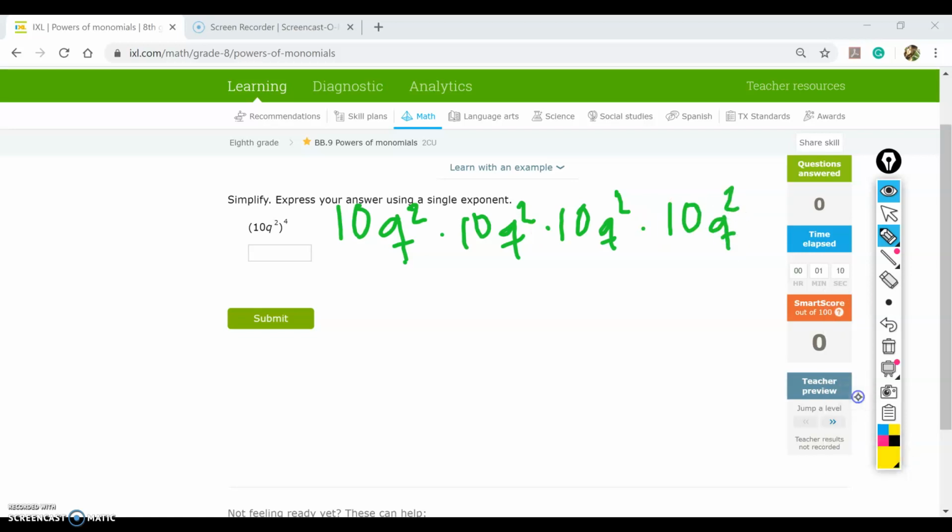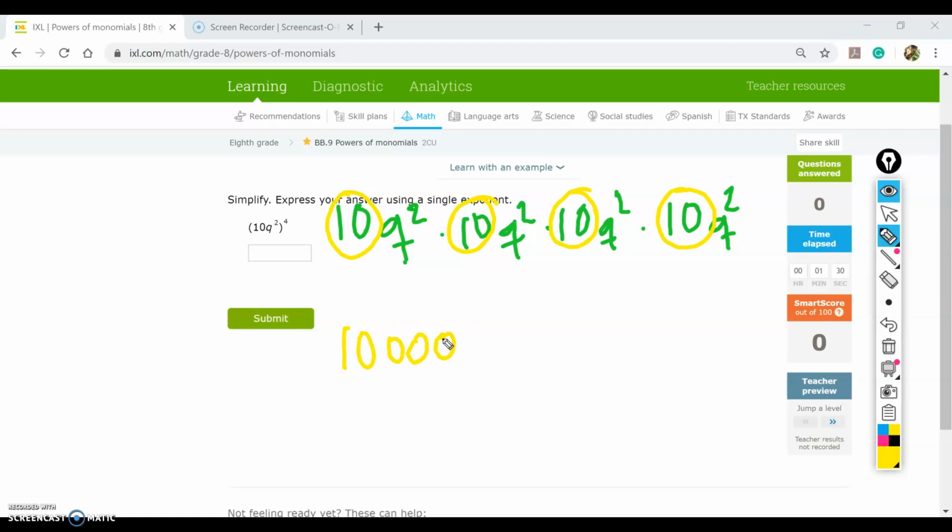Now I will multiply the tens. So I would do 10 times 10 times 10 times 10. I would do that on the calculator, of course. If I do 10 times 10 times 10 times 10, that's going to give me 10,000, so 10 and 3 zeros. I did that on the calculator.